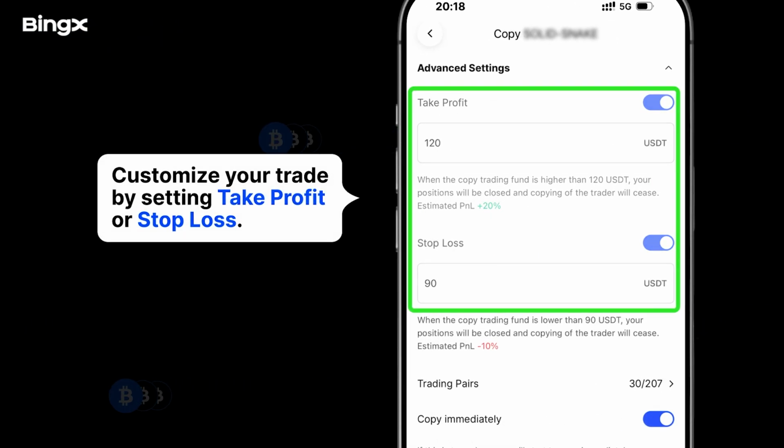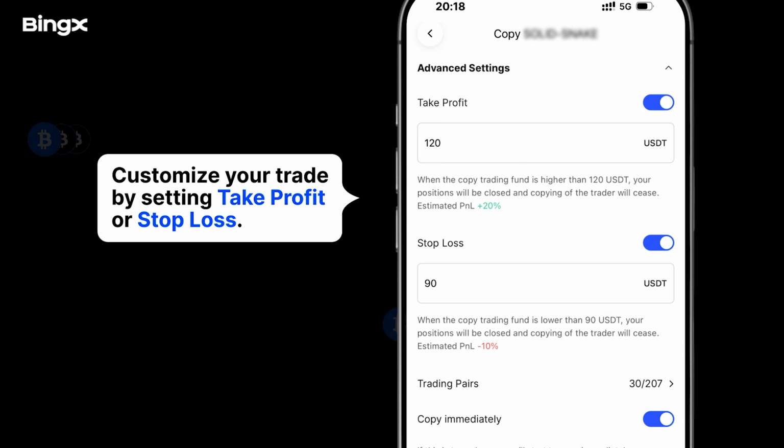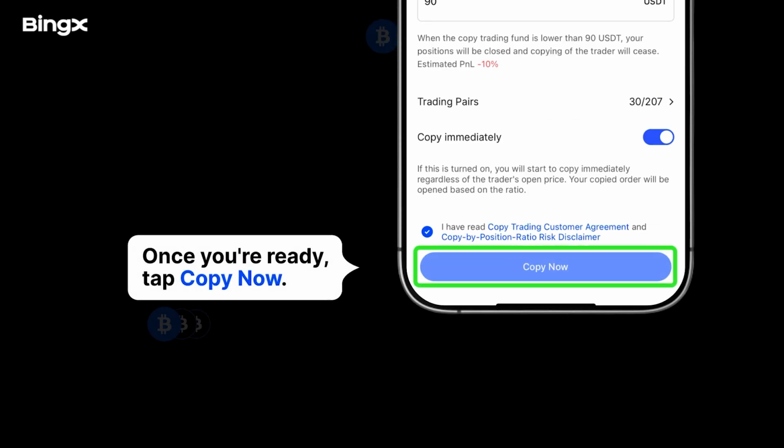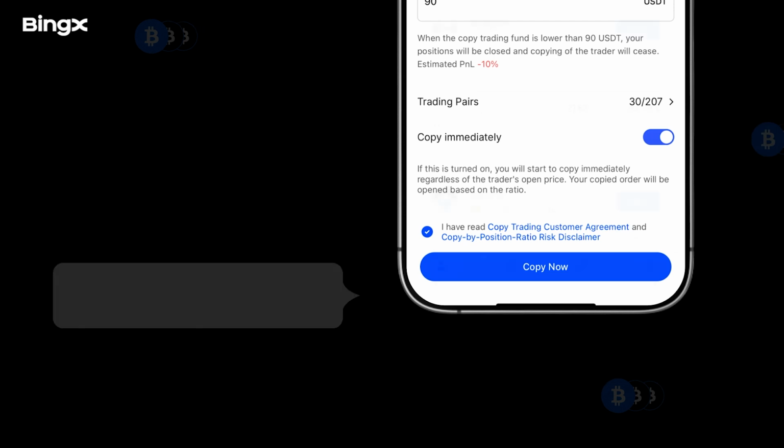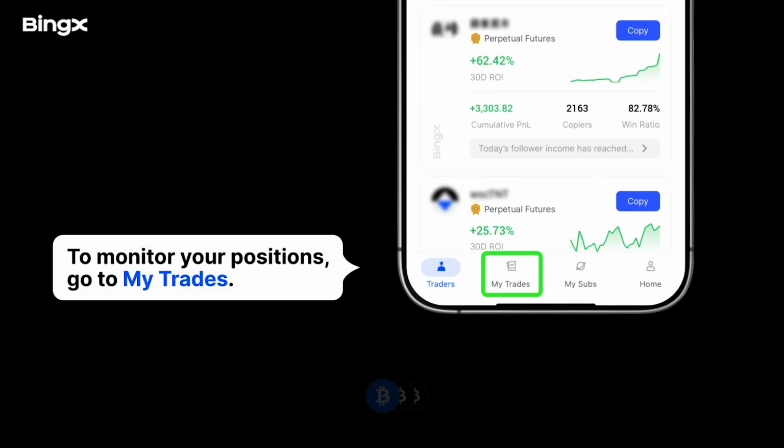Customize your trade by setting Take Profit or Stop Loss. Once you're ready, tap Copy Now. To monitor your positions, go to My Trades.